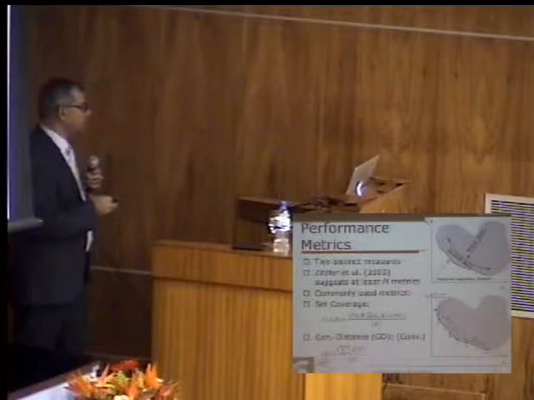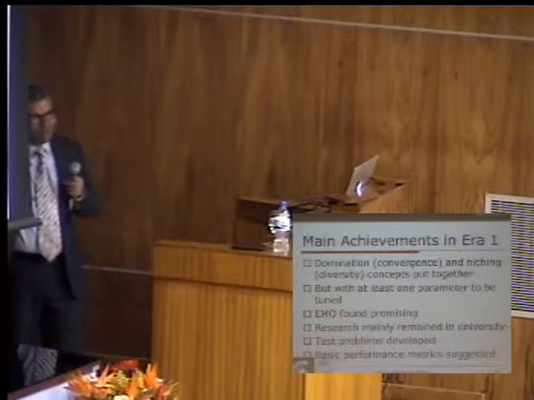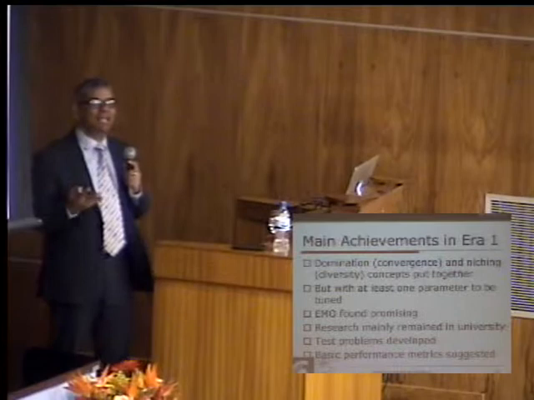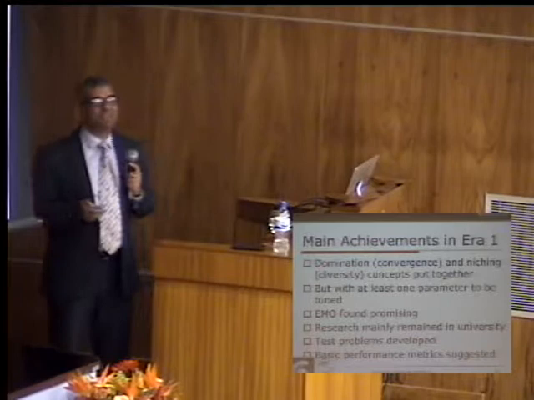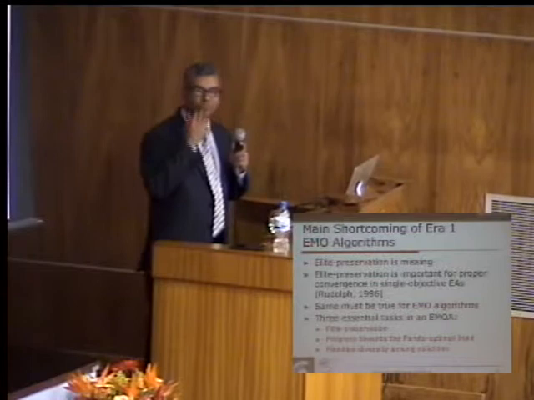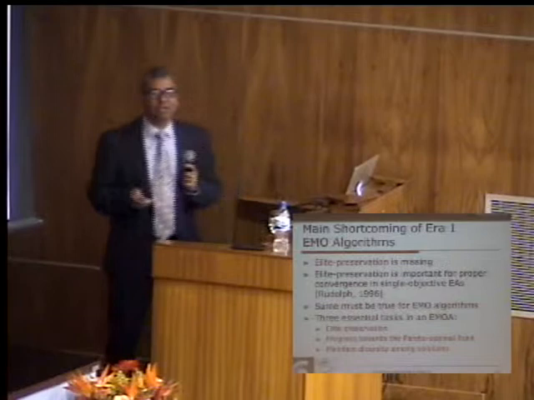So the main achievements of that era, I'm talking about the beginning of the 90s till the end of 2000, were that a few algorithms were suggested, but all of them had some parameters in them, and they were mostly non-elitist. Test problems were suggested. Basic performance metrics were suggested, so you can start doing some work. That really revolutionized the whole thing. The shortcomings of that era were that elite preservation was missing. And these were parameterized algorithms, so you need to always use a parameter to run your algorithm, so that was a difficult thing. So we tried to get rid of that parameter.